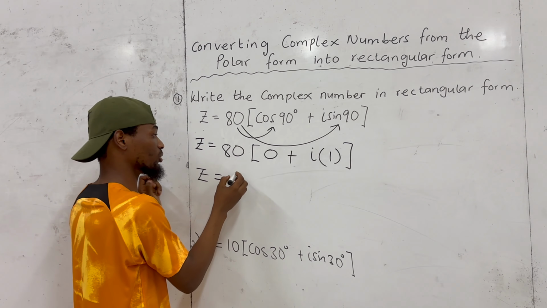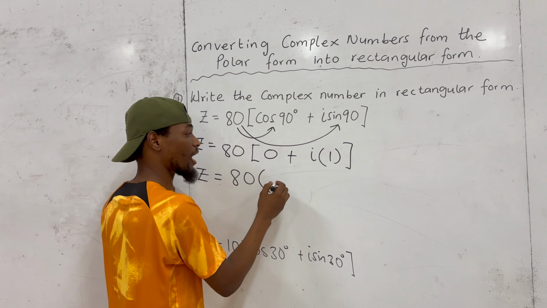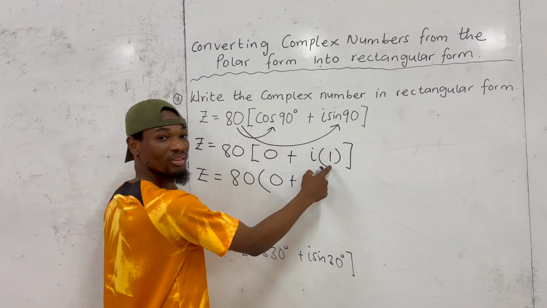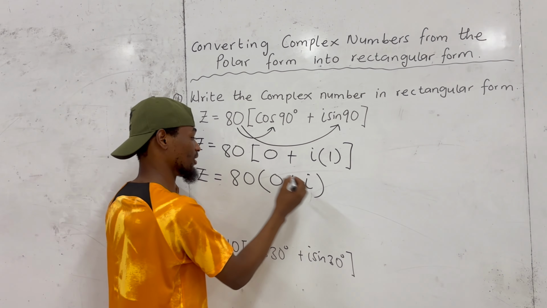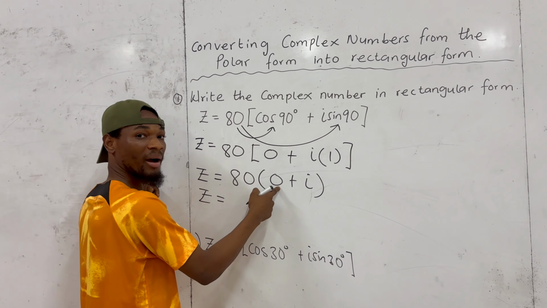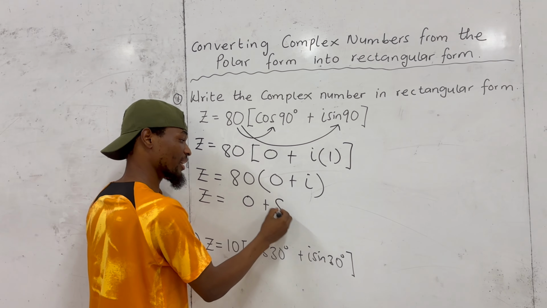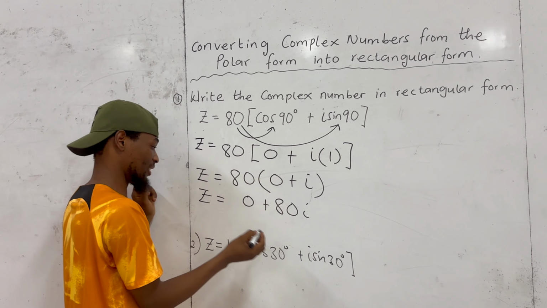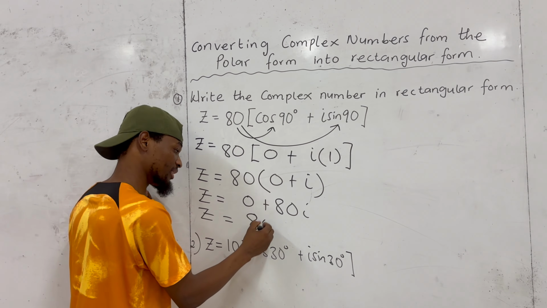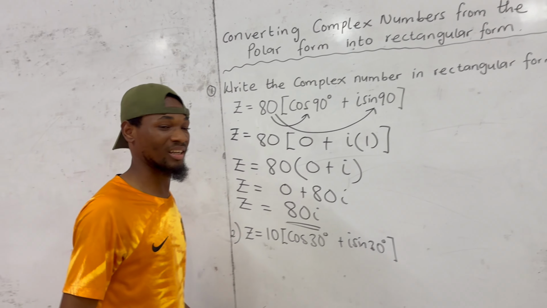z is equal to 80. Then I have 0 plus i. So I have z is equal to 80 by 0 is what? Is 0, then plus what? 80i. So therefore z is equal to 80i. As simple as that.